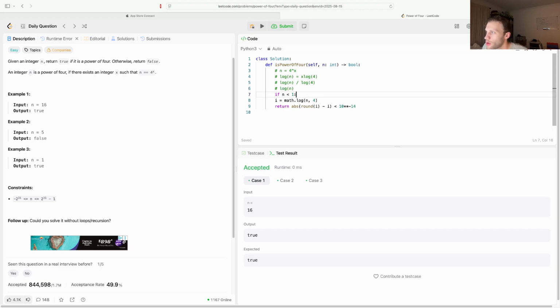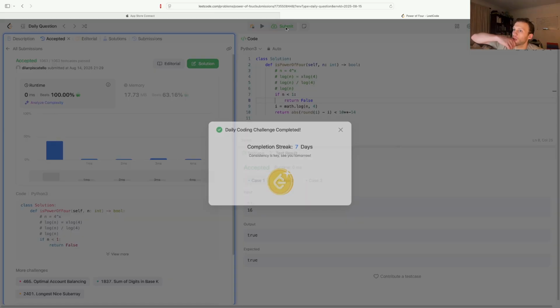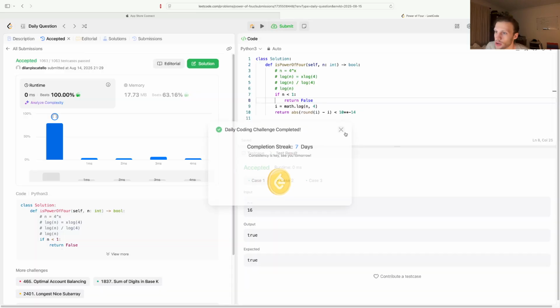Essentially, 4 to the power of any value can never be negative. So if n is less than 1, return false. Yep, and there's that solution. Nice. It's O(1) time.